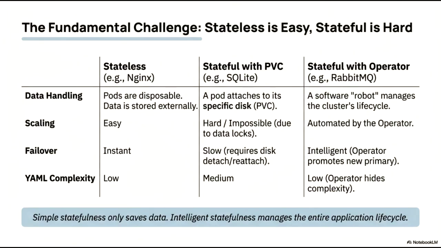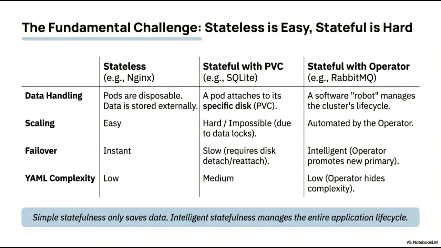When we move to basic statefulness, like running SQLite with a persistent volume claim, or PVC, we encounter significant hurdles. Here, a pod is tied to a specific disk. This creates a data lock that makes horizontal scaling difficult or even impossible. Failover is slow because the system must orchestrate the detachment and reattachment of storage volumes. As a result, the management complexity of your configuration increases to a medium level.